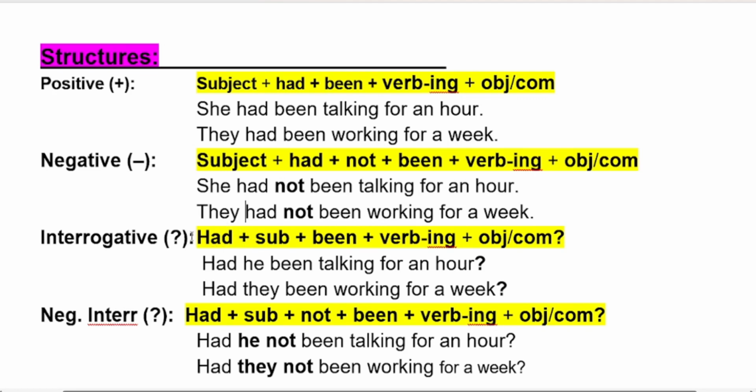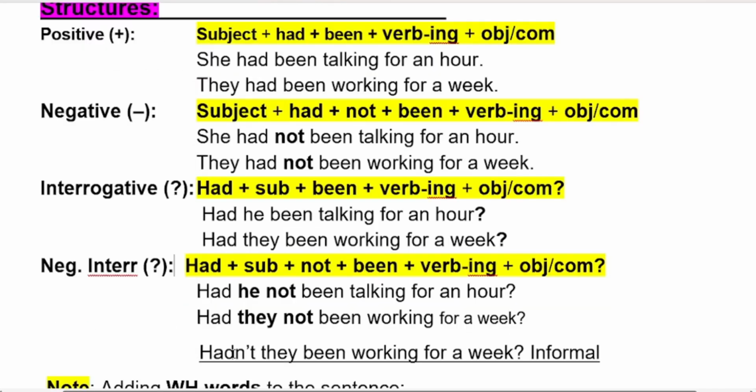Had the question form or interrogative. فرمول سوالش چی است بچه؟ Had plus subject plus been plus verb ing plus object or complement plus question mark. Had she been talking for an hour or had they been working for a week? So this is the questions. The other structure, that negative and interrogative, in Persian we call that سوال منفی هست بچه. Had plus subject plus not plus been plus verb ing plus object or complement. Had he not been talking for an hour? Had they not been working for a week?